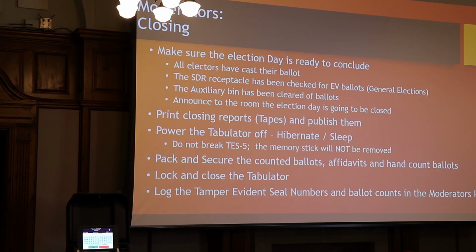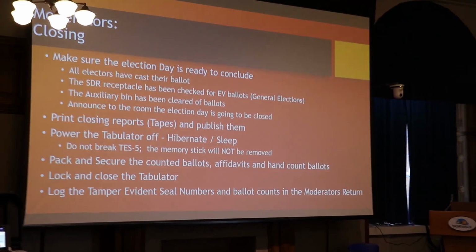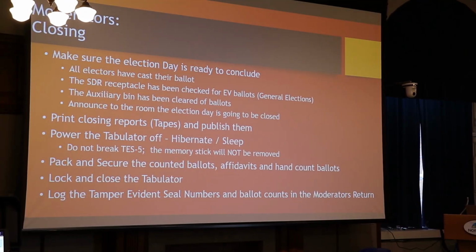So packing and securing the counted ballots, affidavits, hand count ballots, and tapes all go in the red bin. And then we're going to lock and close the tabulator again for the next day. We want to make sure all 6 seals are applied. There's a spot for it in your moderator's return to mark where all the closing seals are. Half of them may be the same as they were in the morning because you didn't break them all.